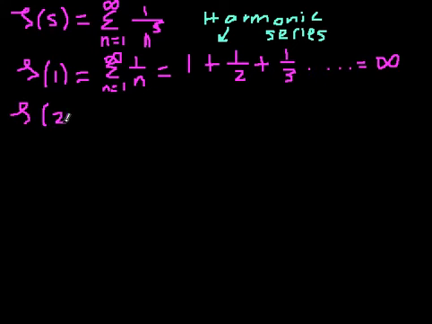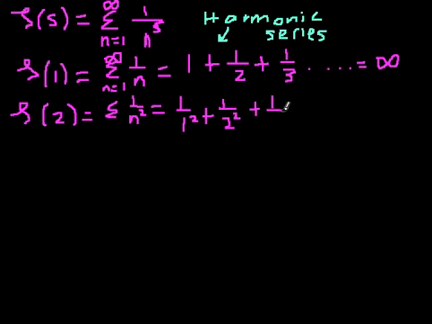Now, zeta of 2 would be the sum of 1 over n squared. So it's basically 1 over 1 squared plus 1 over 2 squared plus 1 over 3 squared, and so on and so forth. Now this does not diverge, in fact it converges to pi squared over 6. And this was proved by Leonhard Euler.